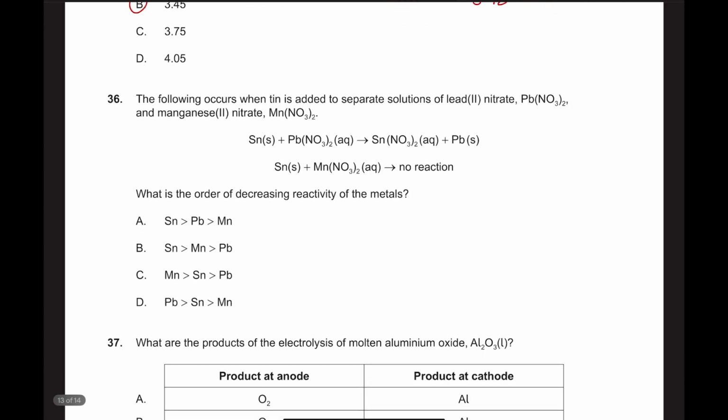Next, which of the following occurs when tin is added to separate solutions of lead(II) nitrate and manganese(II) nitrate? So tin, Sn, replaces lead, right? So tin is more reactive than lead, okay? But tin cannot replace Mn, so Mn is more reactive than Sn. If you write the order, Mn is stronger than Sn, stronger than Pb. Option C.